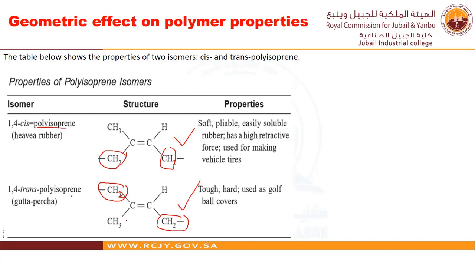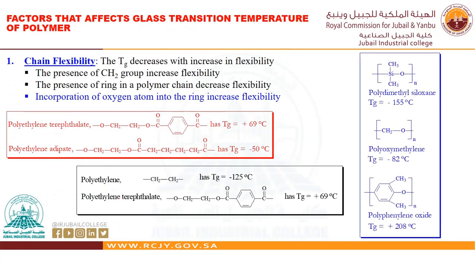Because they have different arrangements, cis and trans, you end up with different properties and, of course, different applications. For example, cis is soft, pliable, easily soluble, and is used for making tires, while trans, which is hard, is used as a golf ball cover. It's tough and hard. So because of the cis and trans arrangement, they end up with different properties and also different applications.